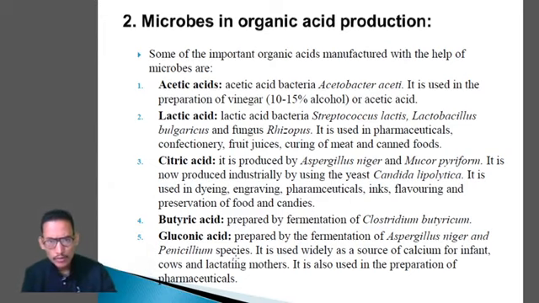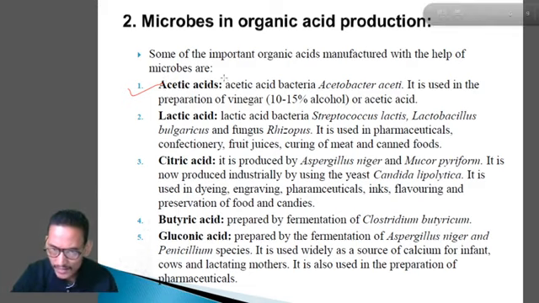So we have different types of organic acids which are manufactured by the application of microbes. First one is acetic acid. Over here, remember the names of the microbes and their uses. Commercial acetic acid is produced from fermented alcohol with the help of acetic acid bacteria known as Acetobacter aceti. So this is the name of the bacteria from which acetic acid is produced.